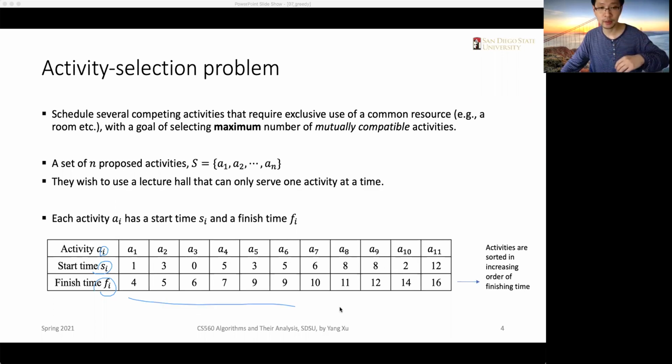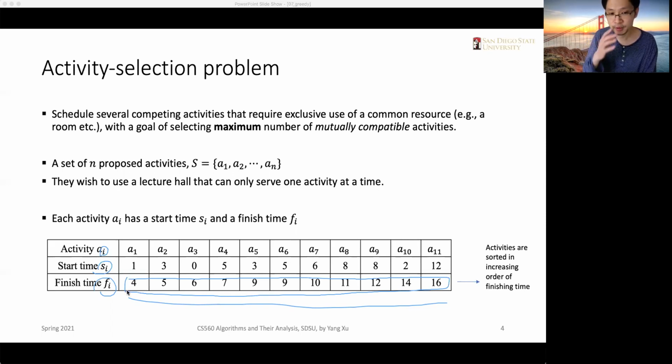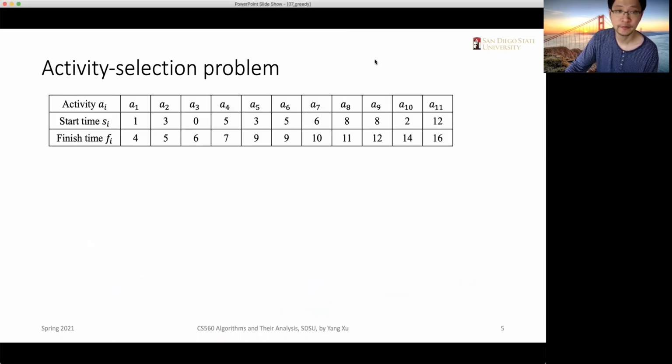In this table we have first sorted all the activities in increasing order by finishing time. Of course, we can also sort the activities by the starting time, but this will lead to a different kind of solution. We will stick with sorting by finishing time. You see that A1 finishes before 4 o'clock, A2 finishes before 5 o'clock, and A3 is before 6 o'clock.